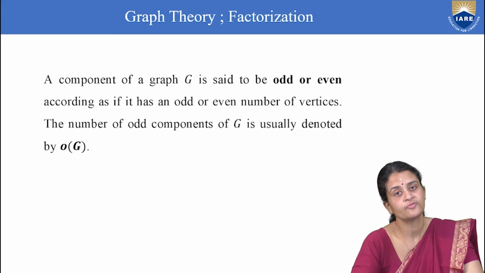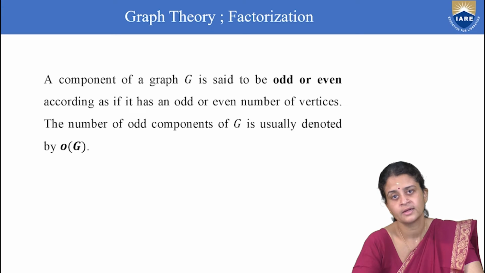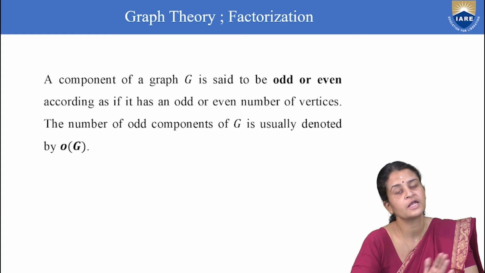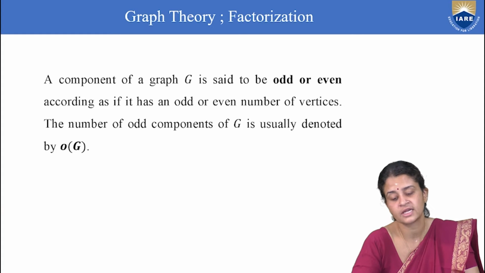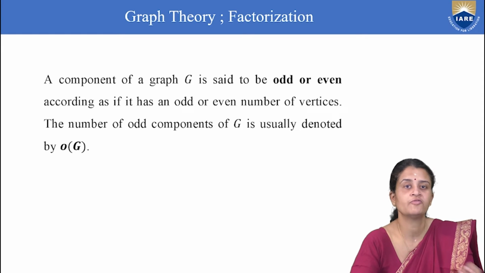What is a component? A set of vertices connected by a path forms a component. So a graph may have 2 or 3 components, like that. We have dealt with forests earlier, graphs with so many tree components. It's called a forest. So a component of a graph is said to be even or odd.